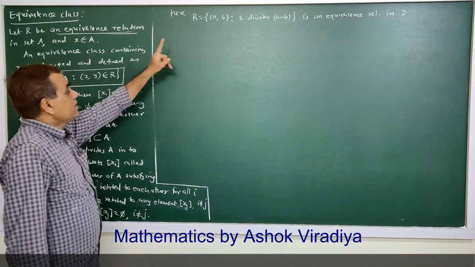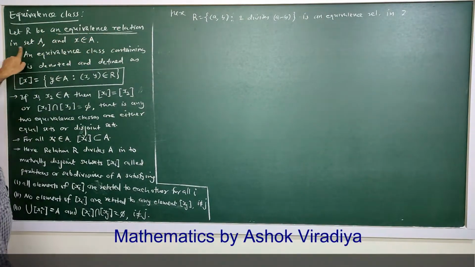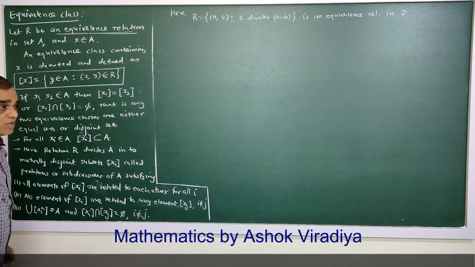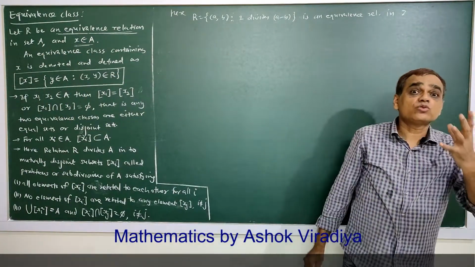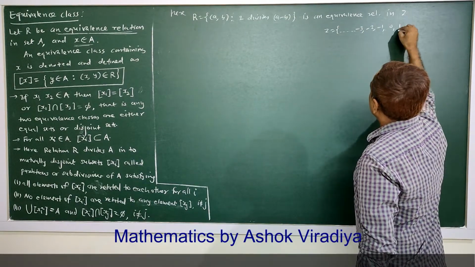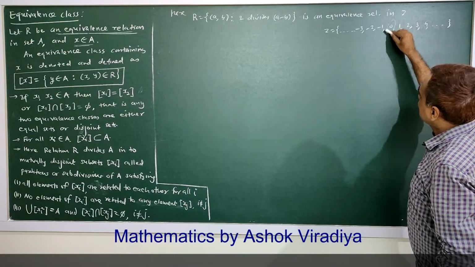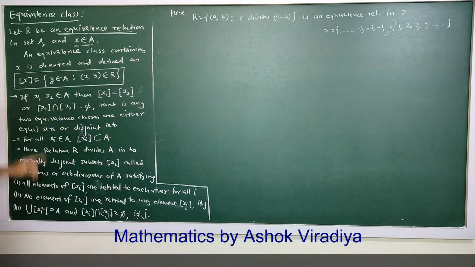Now see, here R is an equivalence relation in Z. Let R be an equivalence relation in set A. Here Z is in place of A. Now we take any element x belonging to A, that means here we are taking an element belonging to Z. Here Z is the set of all integers. Suppose I take, first of all, 0. So 0 belongs to Z. Now the equivalence class containing 0 is denoted and defined as, keep 0 in a box.